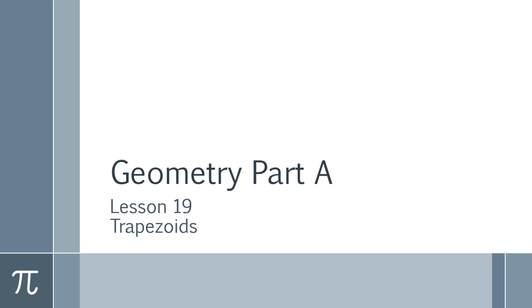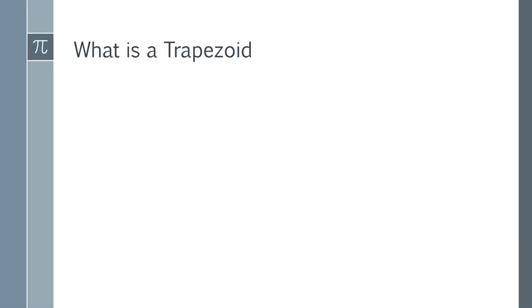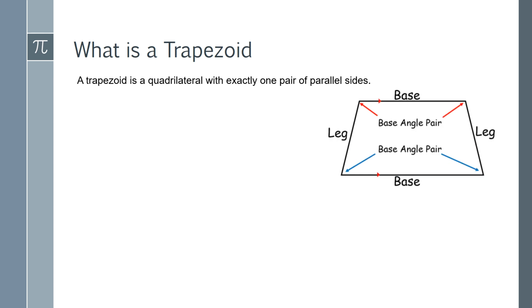So trapezoids is one of the special quadrilaterals we're talking about in this lesson. Again, this is information that we have covered in the lesson. Just want you to hear it in words so it can help you understand exactly what we're trying to get you to understand. So let's talk about what a trapezoid is. A trapezoid is a quadrilateral with exactly one pair of parallel sides.